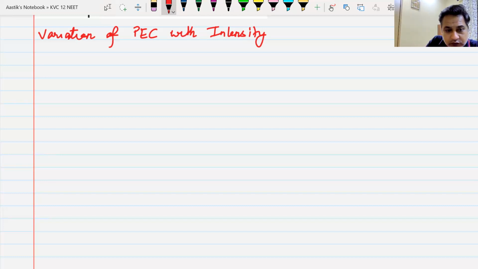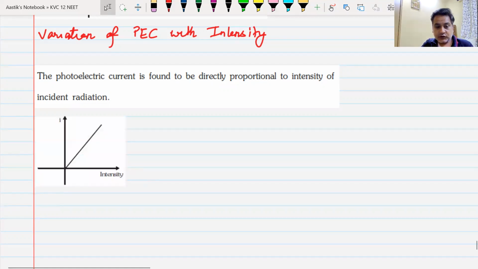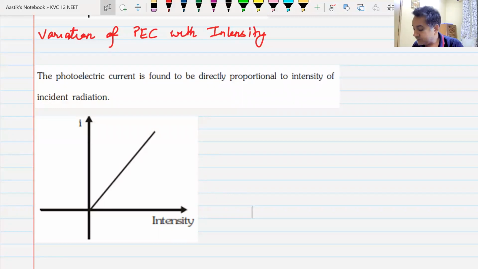No, intensity is what we are controlling. Photoelectric current is the effect. So if I increase the intensity, what will happen? The photoelectric current will increase. Do we understand this? Yes, sir. The photoelectric current will increase and you will have a graph like this. It is directly proportional to the intensity.